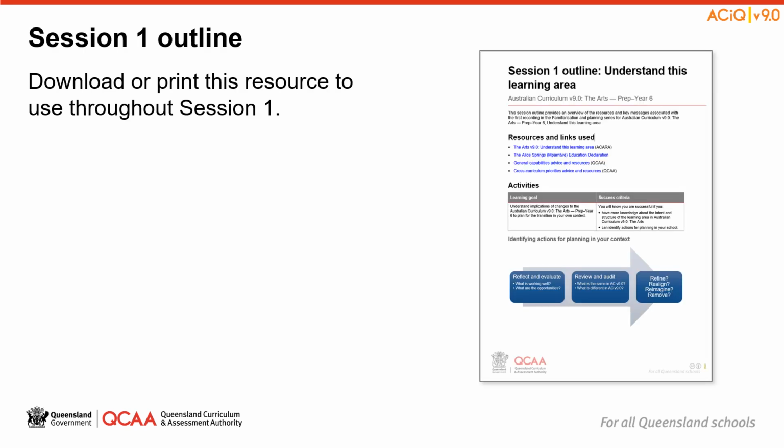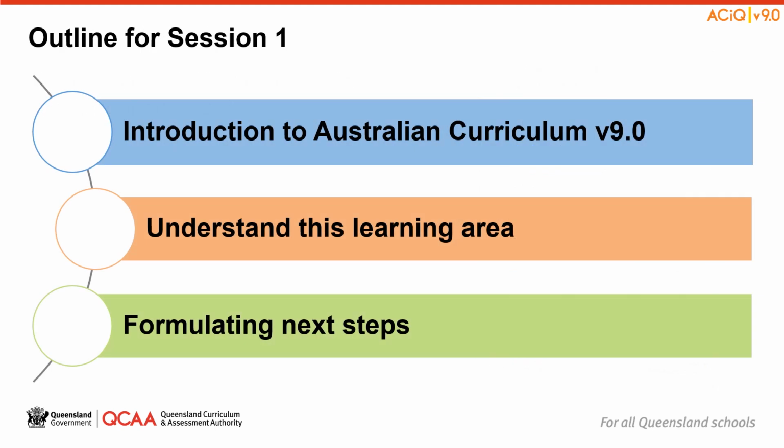This recording is accompanied by a worksheet for you to record your responses to the activities and reflection points throughout the presentation. If you have not already done so, please take some time now to download or print the Session 1 outline resource. Outlined on screen, you can see there are 3 parts in this session. We will begin with an overview of the Australian Curriculum version 9. We will then unpack the Understand This Learning Area section of the curriculum, highlighting the changes in version 9. Finally, we will consider what these changes mean for you in your context and start formulating some next steps to take following the session.